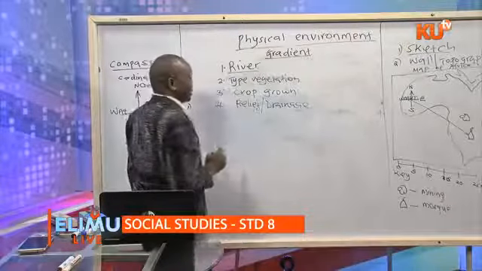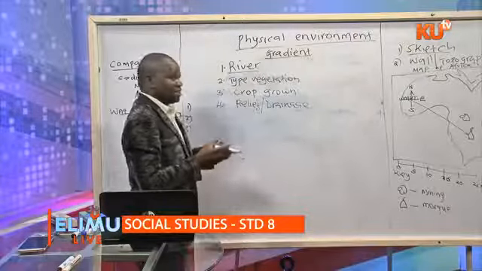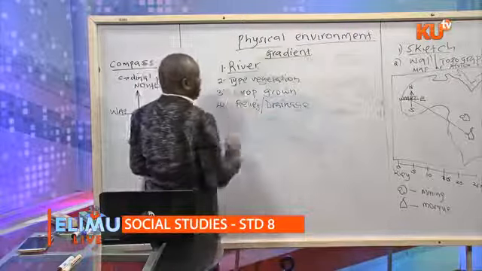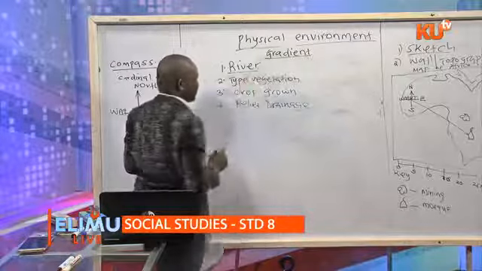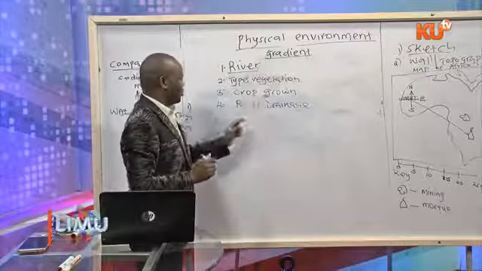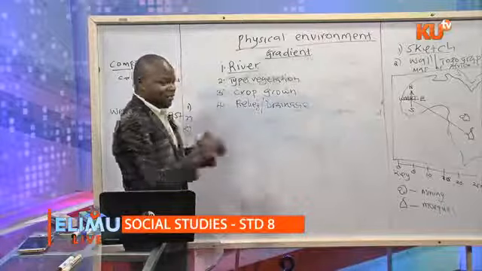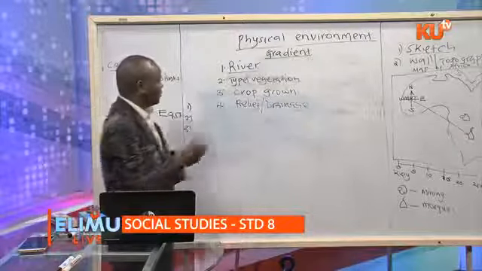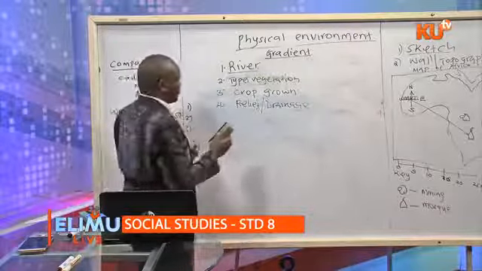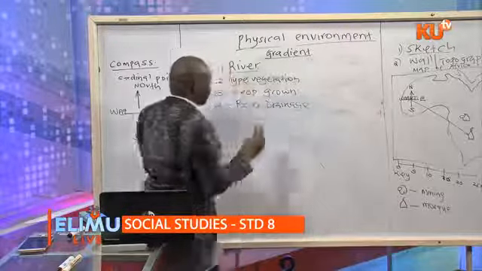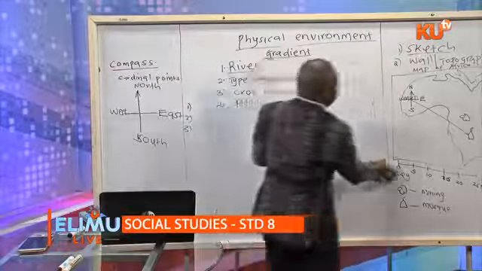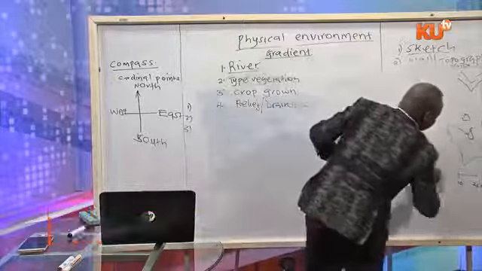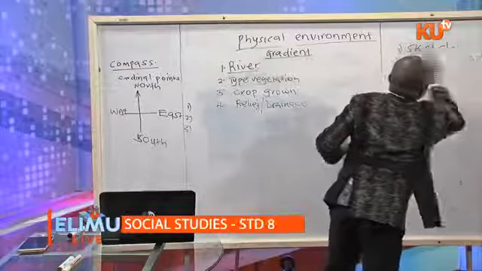And one of the drainage features is a river, which should stand out to give you the best. Now, the types of vegetation, the crop grown, relief. Let me discuss them one by one. Let me start with the river. Maybe let me demarcate my area part.